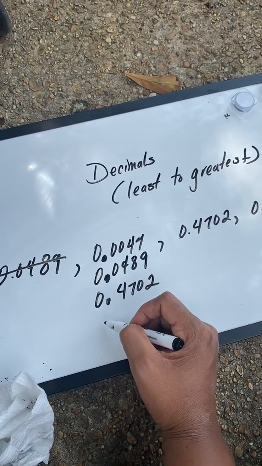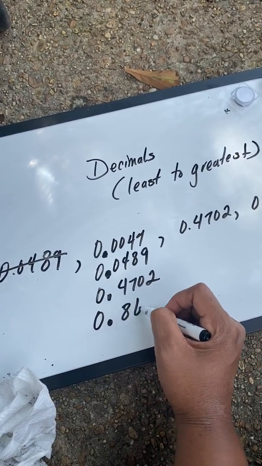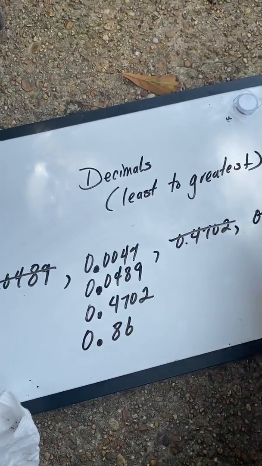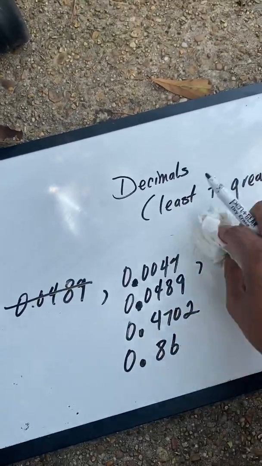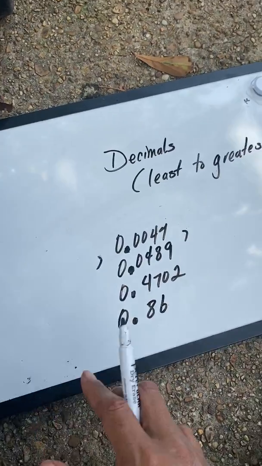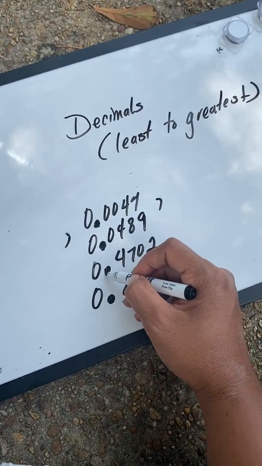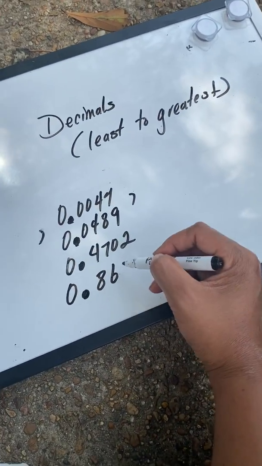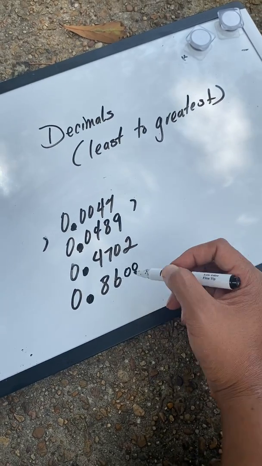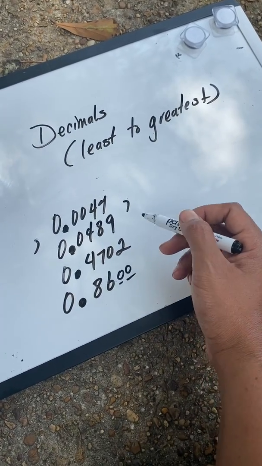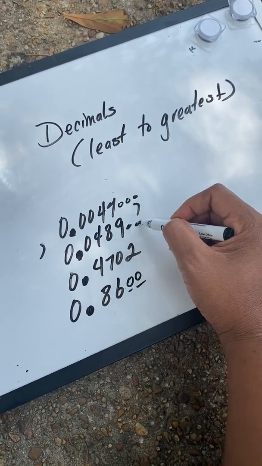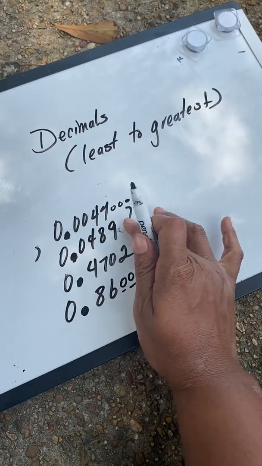0.4702. And then 0.86, okay? All right, so I got all those numbers. I have all the numbers here. First thing that I'm going to do, now that I have them lined up, you guys know that there are understood zeros right here. Even though you may not see them, it's always understood zeros. Don't let that confuse you.